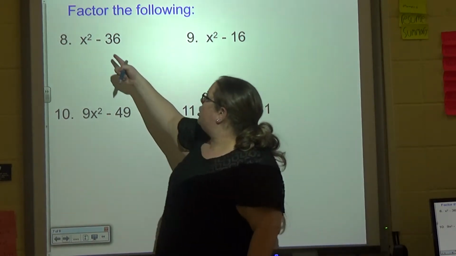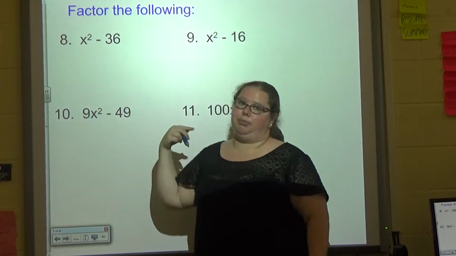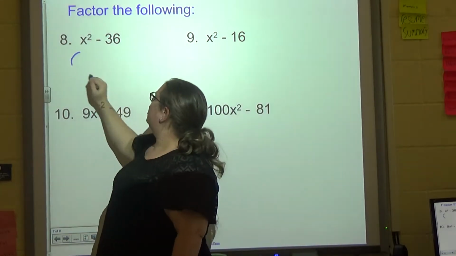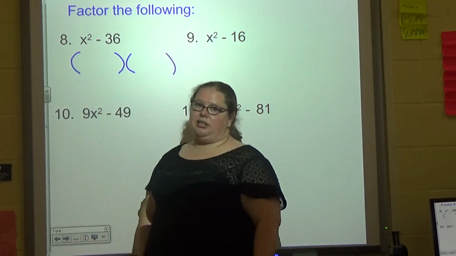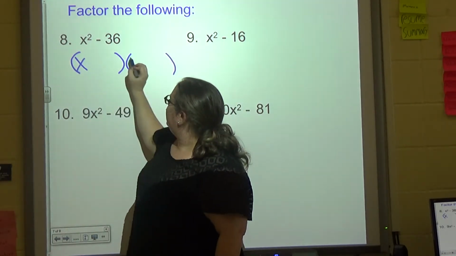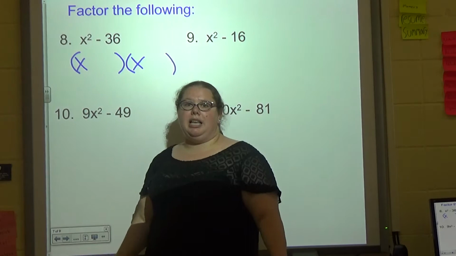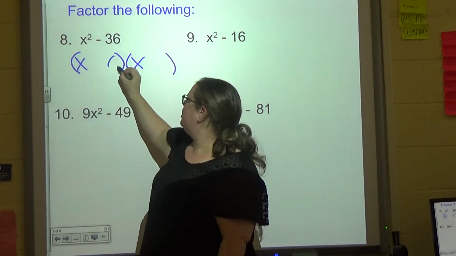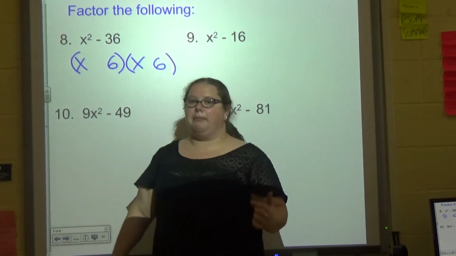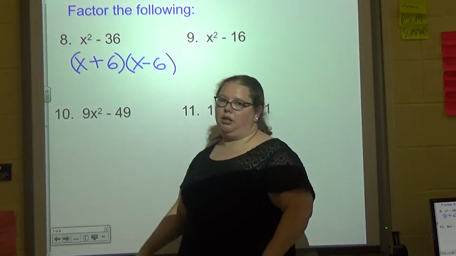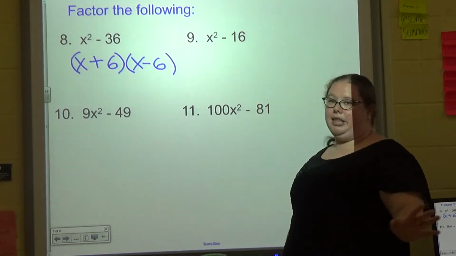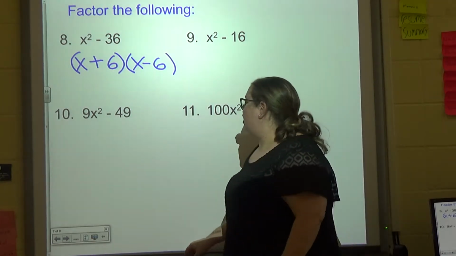So I recognize this as a difference of two squares. So I'm going to put my two sets of parentheses. What times itself is x squared? X and x. What times itself is 36? 6 times 6. To make the middle term cancel, they have to be opposite signs. Done. That's it. It's nothing too crazy. Next one.